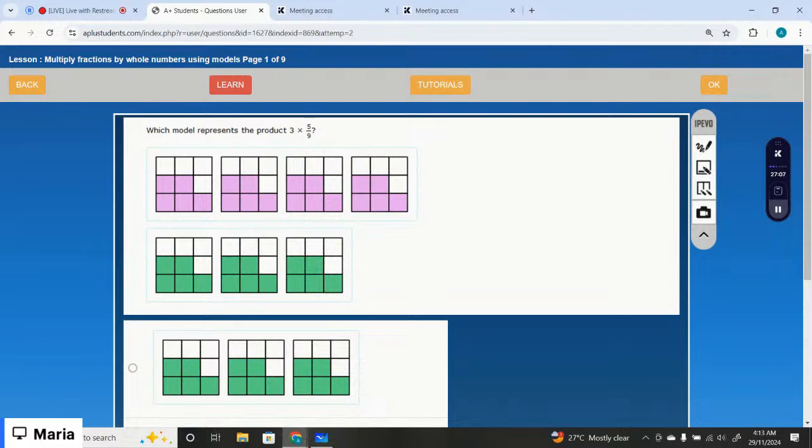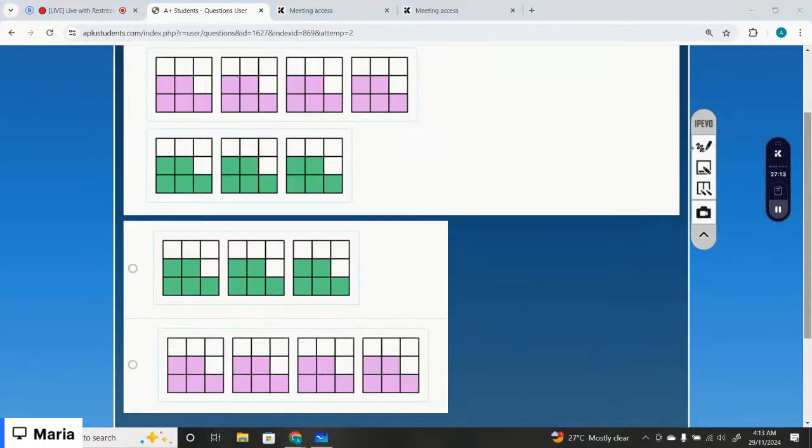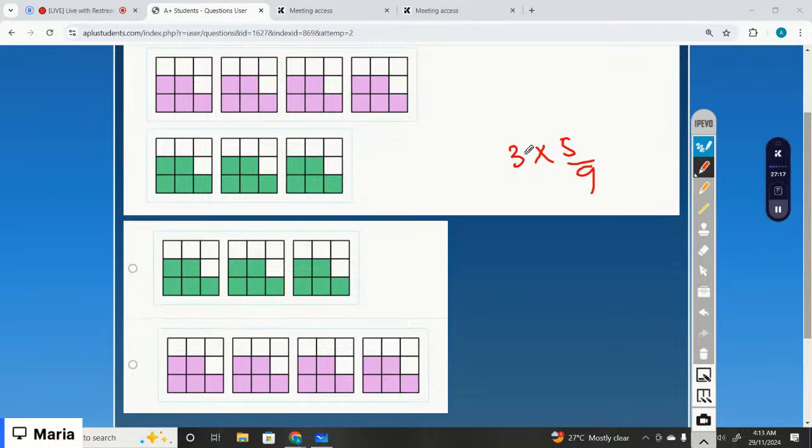Which model represents 3 times 5 by 9? Okay, 3 times 5 by 9, right? So 3 times 5 by 9 equals 3 times 5 is 15 and 3 times 9 is 27. That equals 5 over 3. So option number 1 is the correct option.